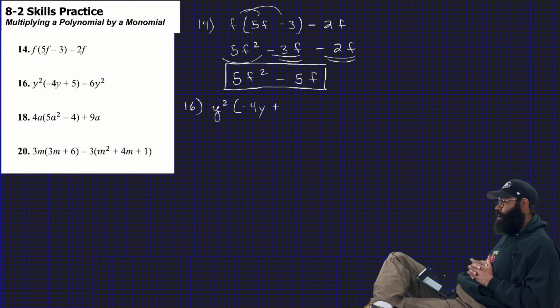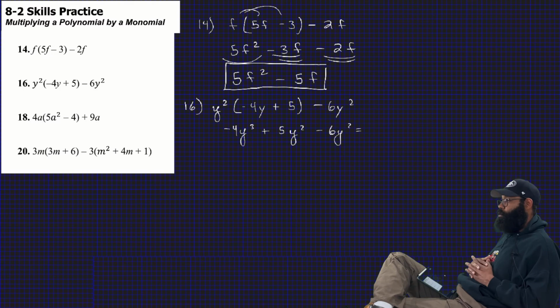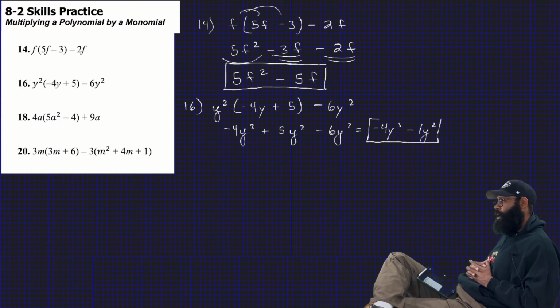Here we go again, y squared, parentheses open, negative 4y plus 5, parentheses closed, minus 6y squared. No arrows, no nothing, just straight into it. Y squared times y gave you the y cubed. And then of course, invisible 1 times negative 4 and invisible 1 times 5. So really nothing hard with the multiplying. But the negative 6y squared came down, and now the second and the third term are collected, leaving me with a negative 1y squared. But you can't forget your first term. All right, 18.